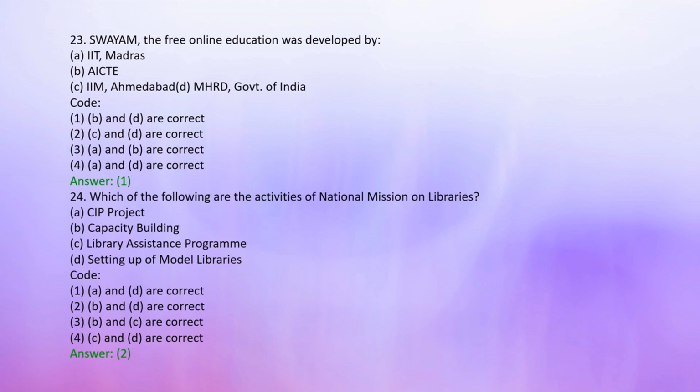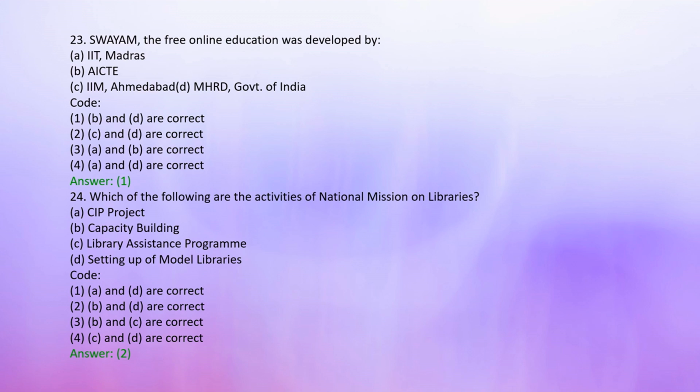Number 23. SWAYAM, the free online education, was developed by options A, IIT Madras; B, AICTE; C, IIM Ahmedabad; and D, MHRD Government of India. And correct codes are number 1, B and D are correct; 2, C and D are correct; 3, A and B are correct; and 4, A and D are correct. Correct answer is 1, means B and D are correct.